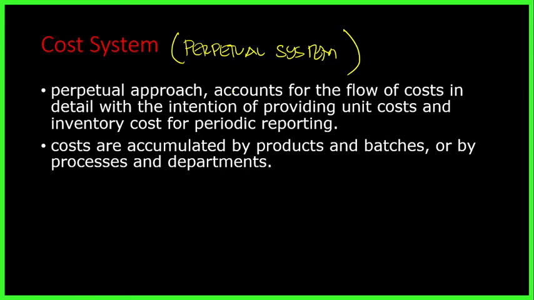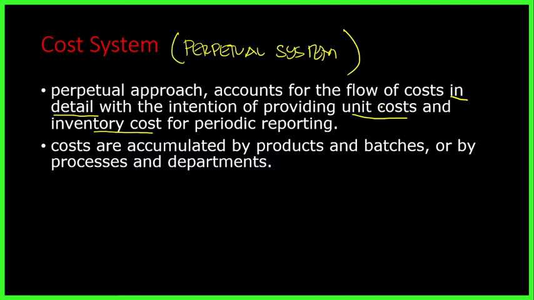Okay, sabi niya, perpetual approach accounts for the flow of costs in detail. In detail. With the intention of providing unit costs and inventory costs for periodic reporting. Okay, so not like your periodic systems, wherein the main intention is only to arrive at the cost of goods manufactured, sometimes cost of goods sold lang. This one, hindi. It's more detailed.